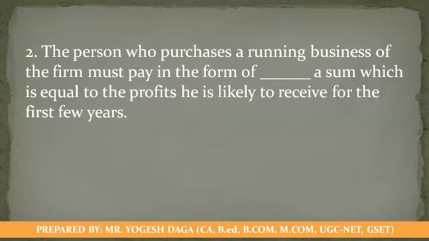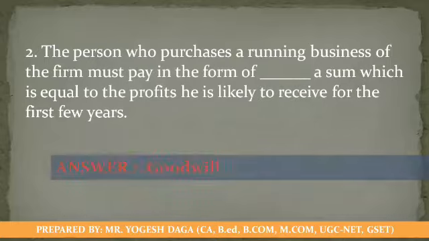The person who purchased the running business of the firm must pay in the form of dash a sum which is equal to the profit he is likely to receive for the first few years. What is the answer? The person who purchased the running business has to pay something so that he can satisfy the condition that he is going to receive some profits for the first few years. What is the fill in the blanks for this? The correct answer is goodwill.